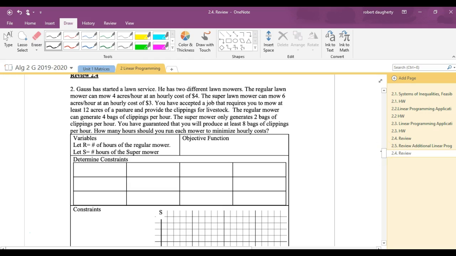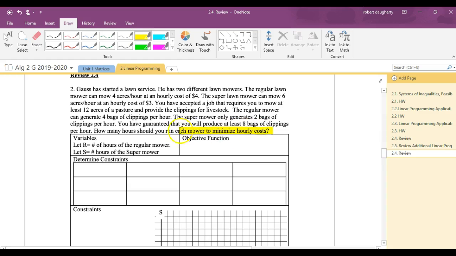Gauss has started a lawn service. He has 2 different lawnmowers. The regular lawnmower can mow 4 acres an hour at an hourly cost of $4. The super lawnmower can mow 6 acres per hour at a cost of $3. You've accepted a job that requires you to mow at least 12 acres of pasture and provide the clippings for livestock. The regular mower can generate 4 bags of clippings per hour. The super mower can only generate 2 bags of clippings per hour. You've guaranteed you will produce at least 8 bags of clippings per hour. How many hours should you run each mower to minimize hourly cost?